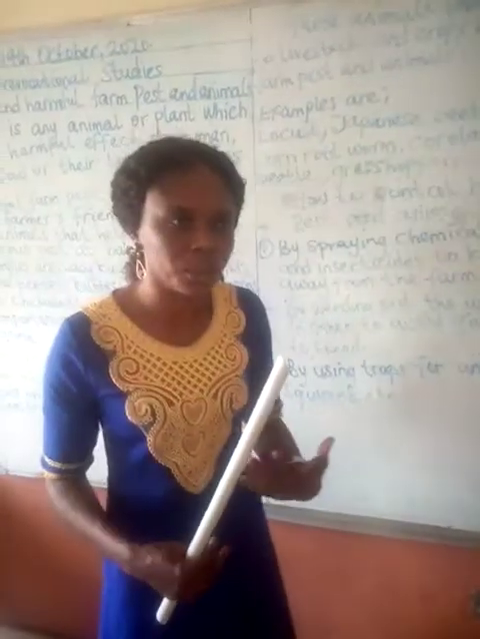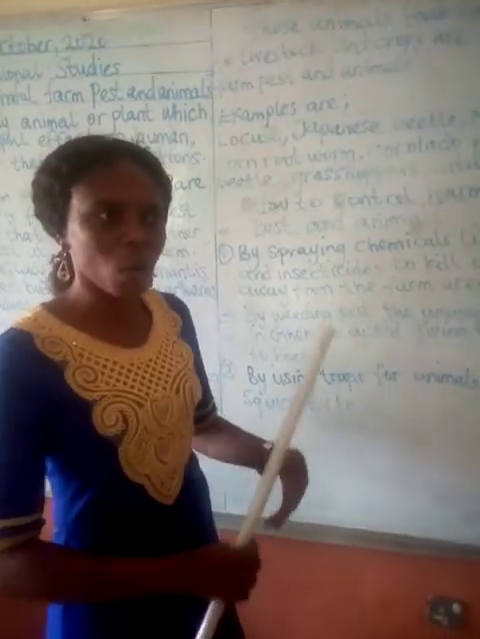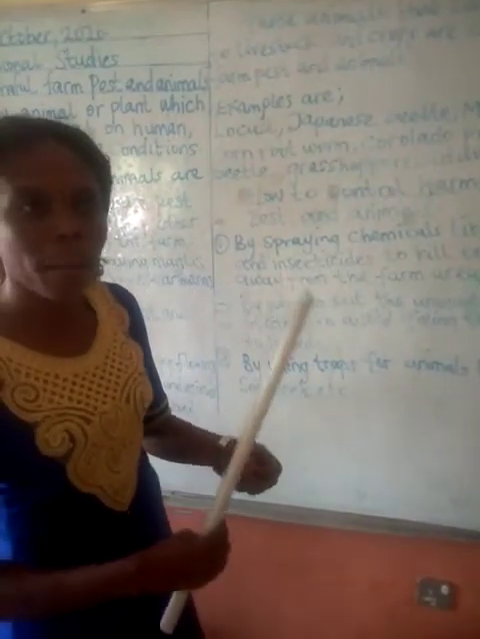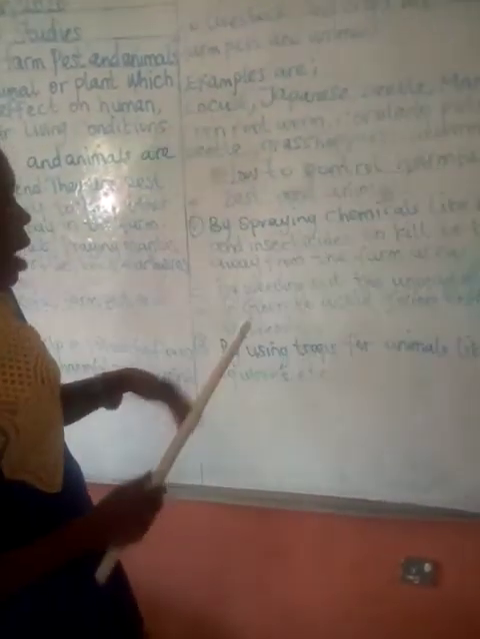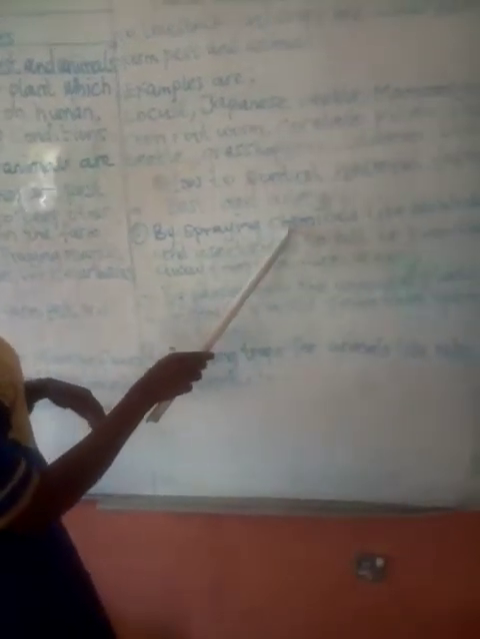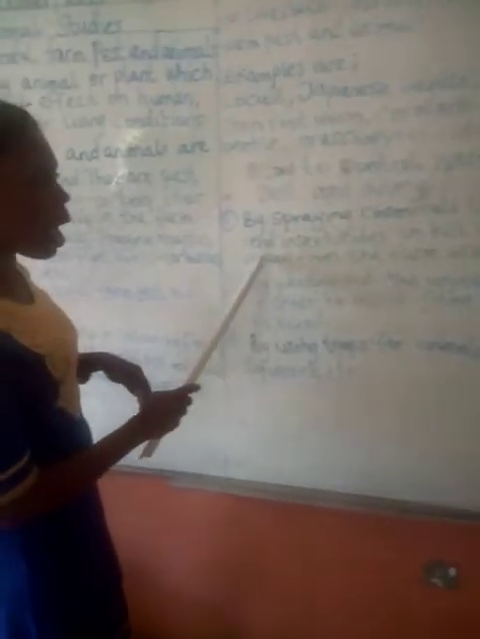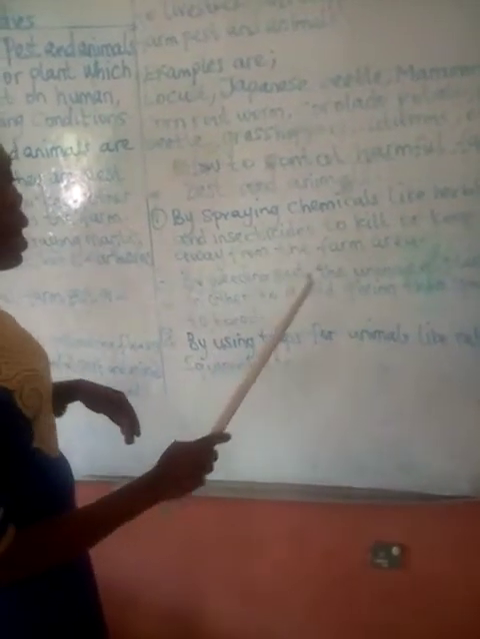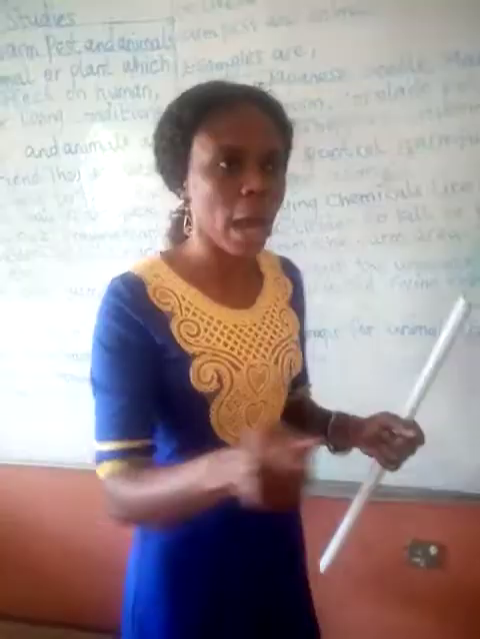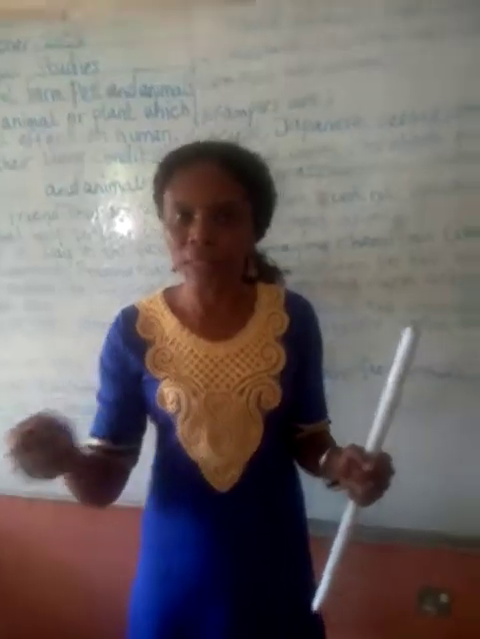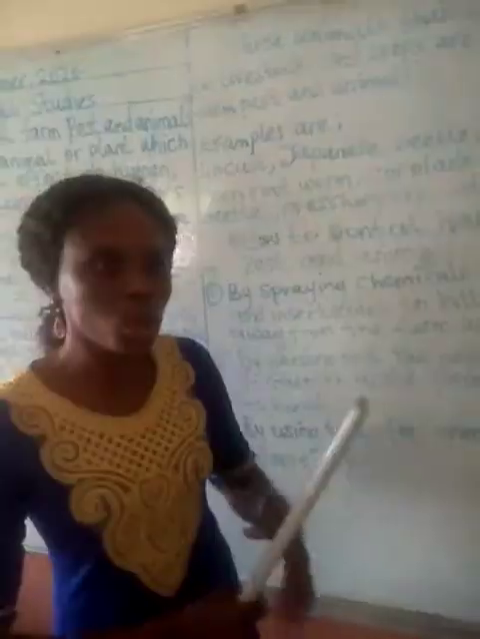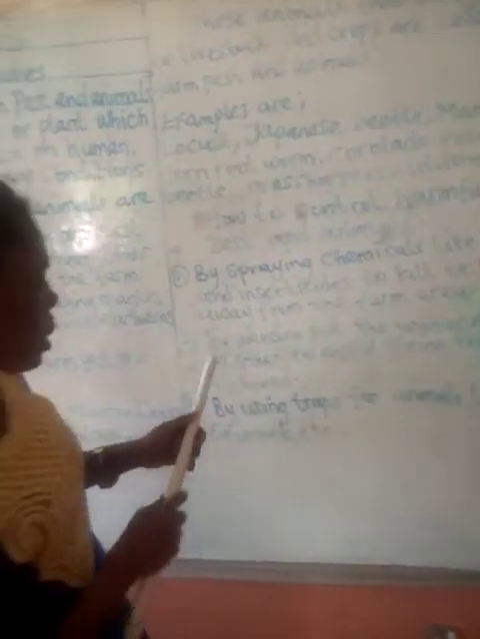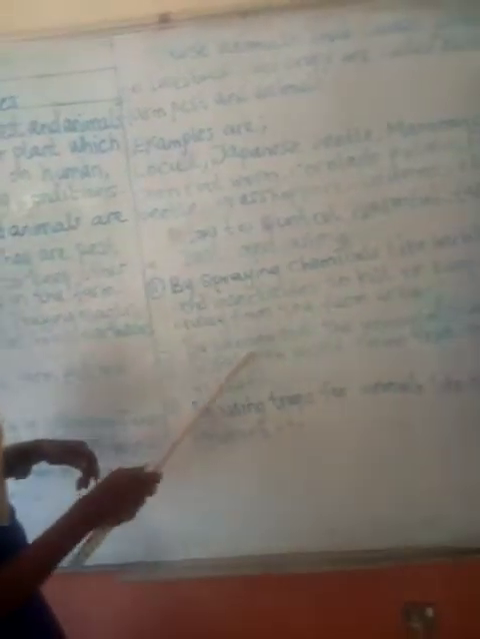Now let's go to how do we control these harmful farm pests and animals? What are the ways to bring down whatever damage they will cause to our livestock and our plants? Now the first one I have here is by spraying chemicals like herbicides and insecticides to kill or keep them away from the farm area. We need to spray our chemicals like our herbicides and our insecticides to make them far away from the farm area.